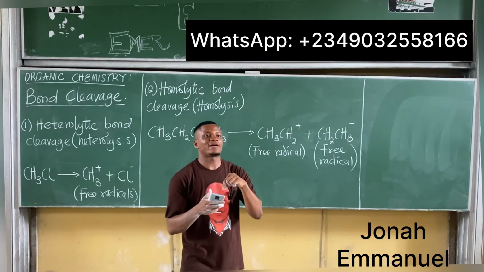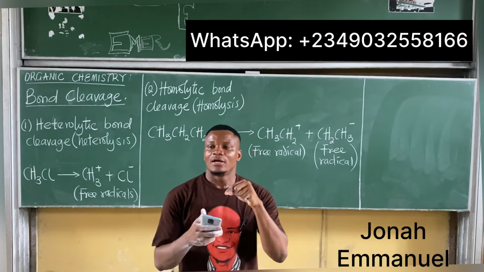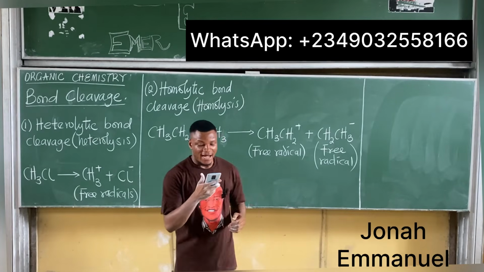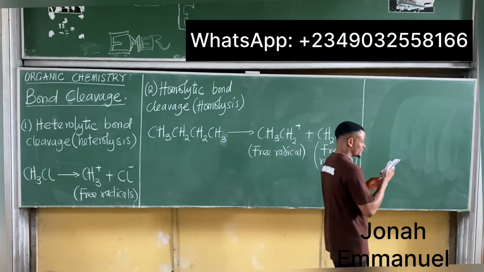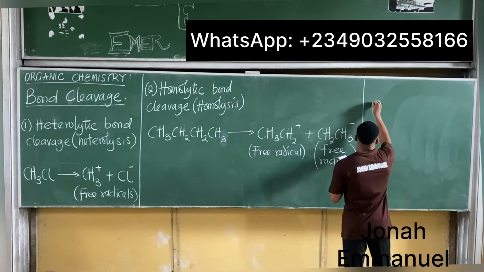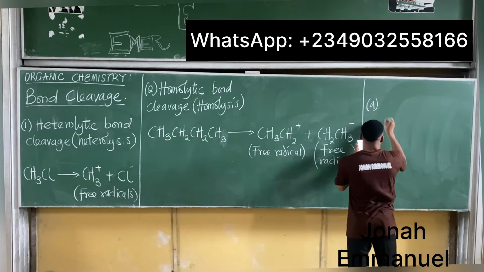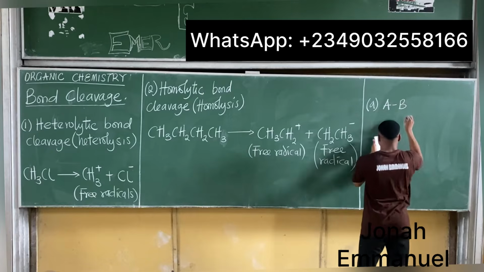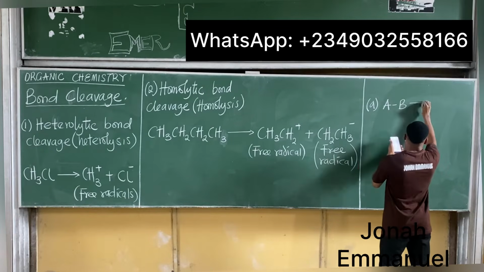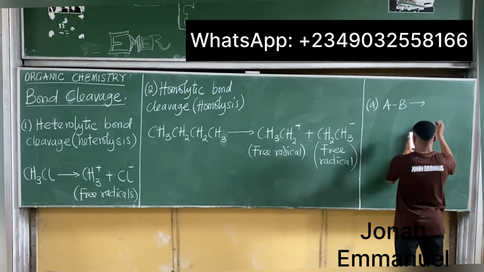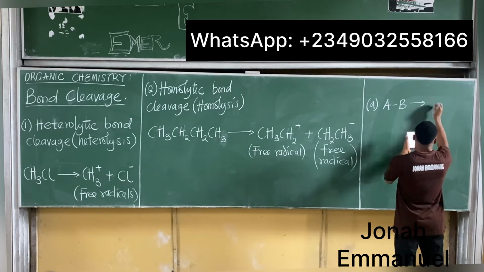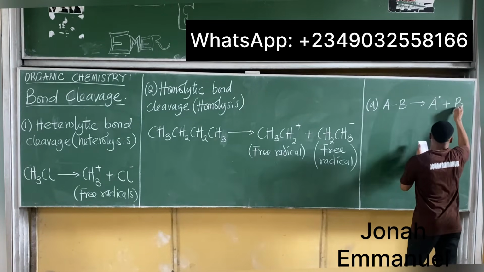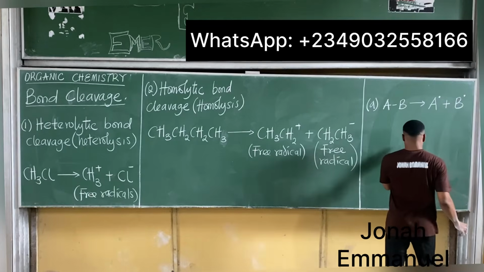So here's a sample test question. Practice example, or here's a test question, please. Identify the type of process that has taken place in each of the following covalent bond.